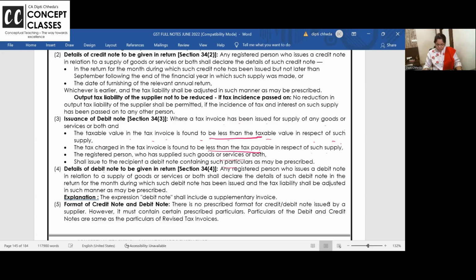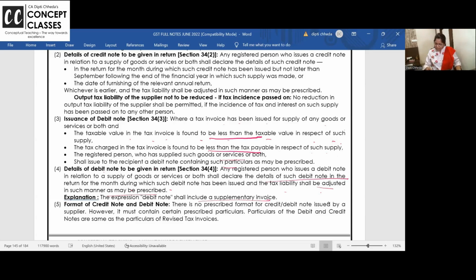Any registered person who issues a debit note in relation to supply of goods or service or both shall declare the details of the debit note in the return for the month. As I say, party to sales and my invoice is a part of my outward supply, debit note is also a part of my outward supply in GSTR 1. ये हम returns में भी करेंगे वापस. Debit note is also given in the return for the month, and tax liability shall also be adjusted. Debit note shall also include supplementary invoice.